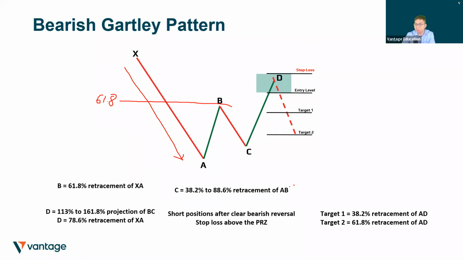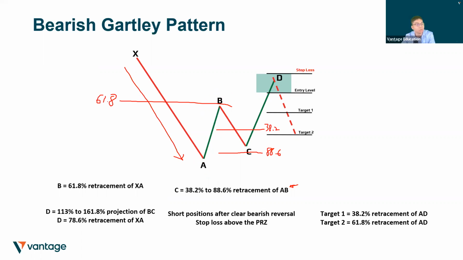So now we are going on to point C. Point C falls anywhere between 38.2% to 88.6%. So I will just write it down. A very, very quick one. 88.6% of the corrective leg A, B. So you draw a Fibonacci line, you will get that. So let me get the eraser out. Okay, next.